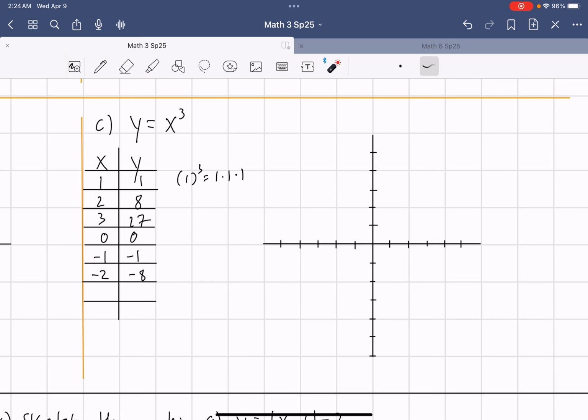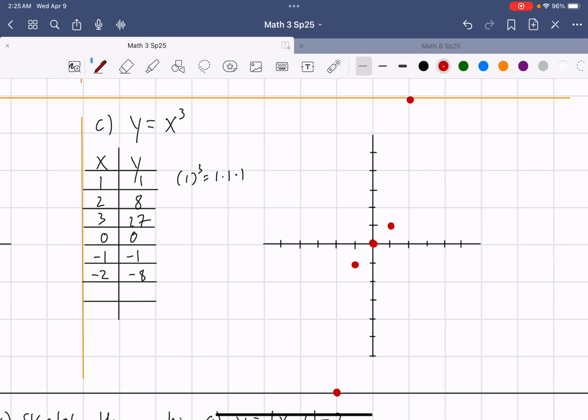So now, let's plot some of these points. So, 1, 1, 2, and 8 actually puts a point all the way up here. Because this is 1, 2, 3, 4, 5, 6, 7, 8. We have 0, 0, negative 1, negative 1, then negative 2 and negative 8. So 2, 4, 6, 8.